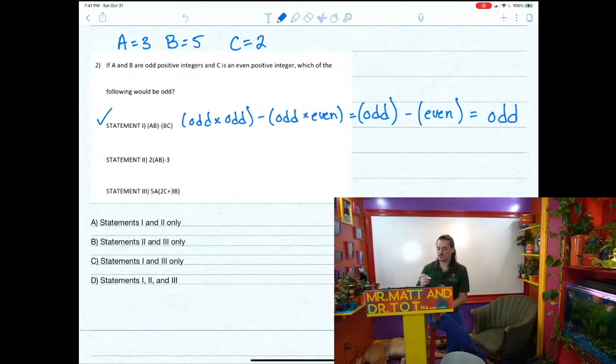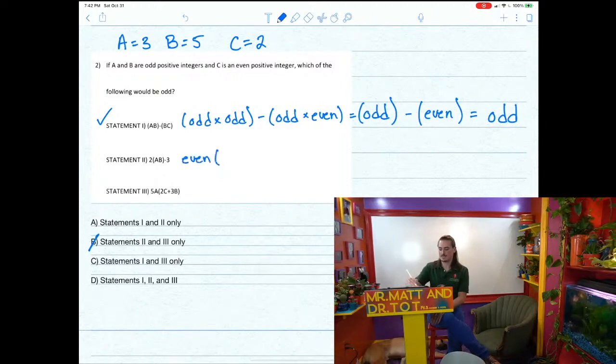If statement 1 is true, notice that I can eliminate immediately answer selection B because it doesn't contain statement 1. Statement 2 says 2 times the quantity A times B, quantity minus 3. So don't be thrown off that they put in actual numbers here. 2 is an even number. You just relate it back to the relevant characteristics according to the context of the question. Here they're talking about even versus odd, so characterize 2 as just an even number.